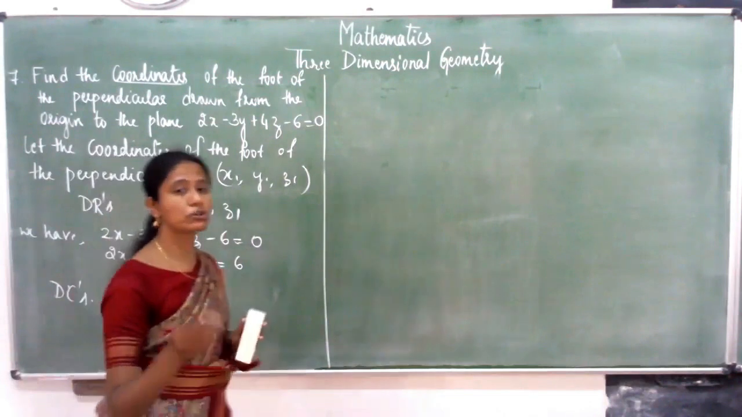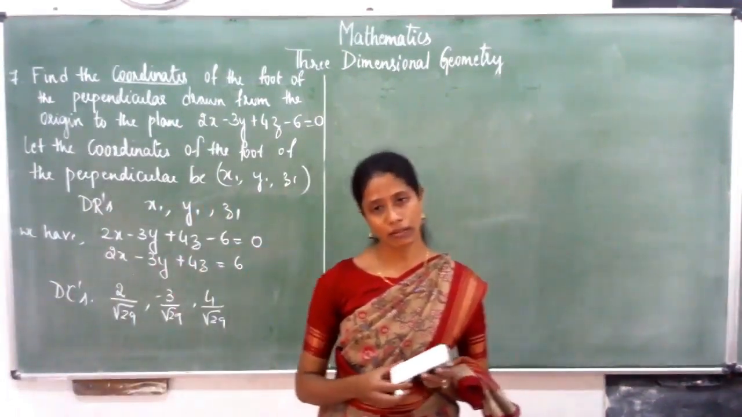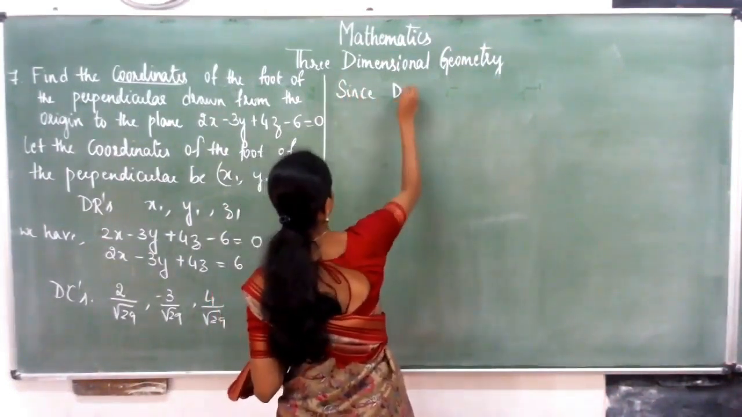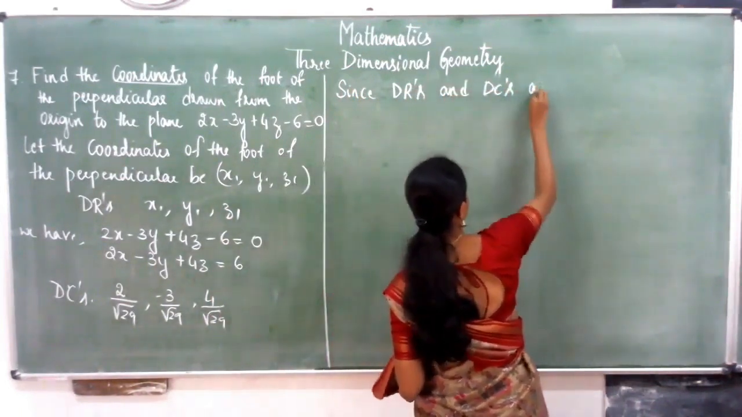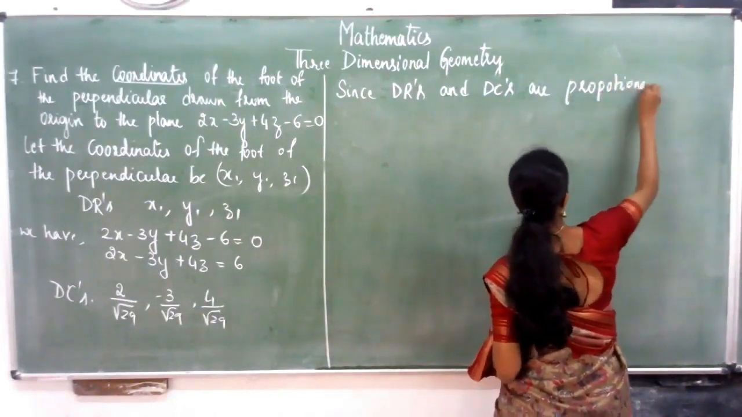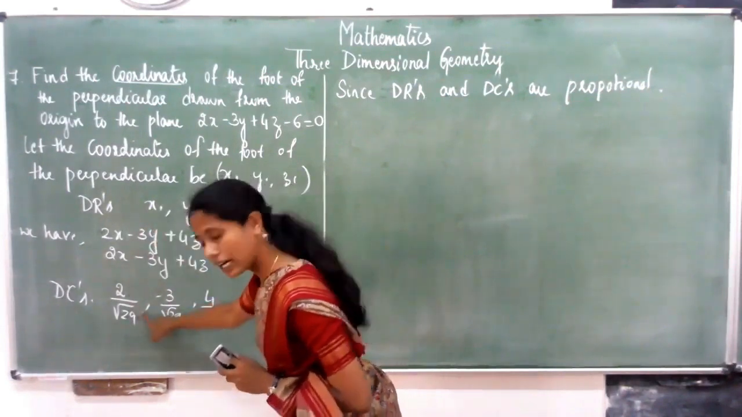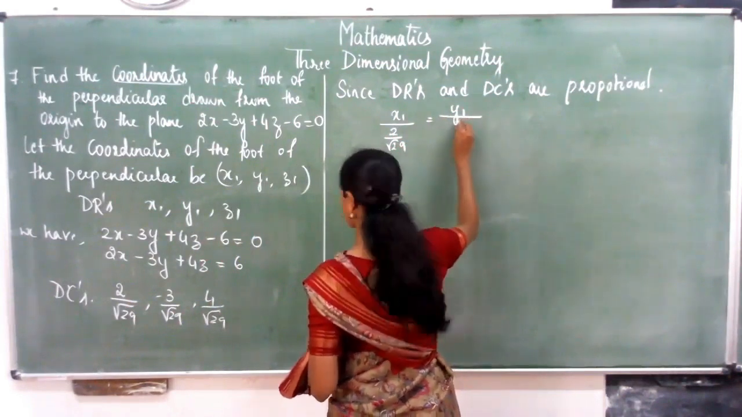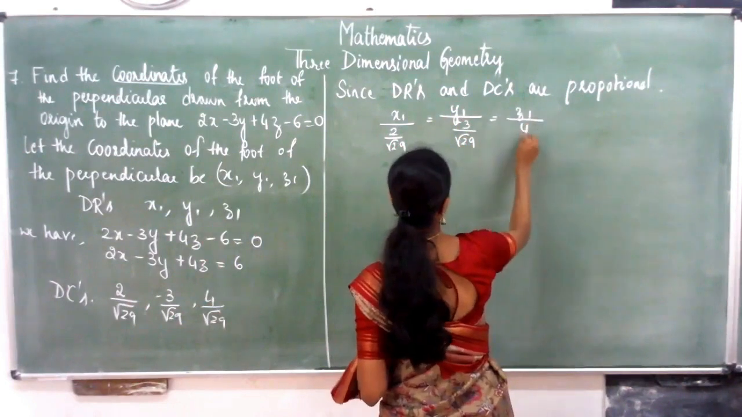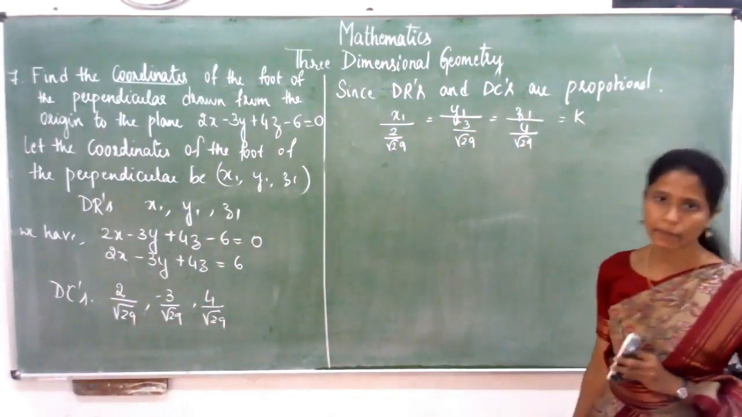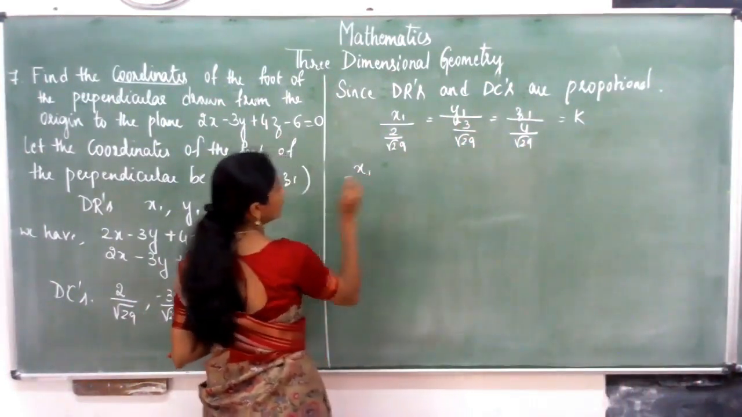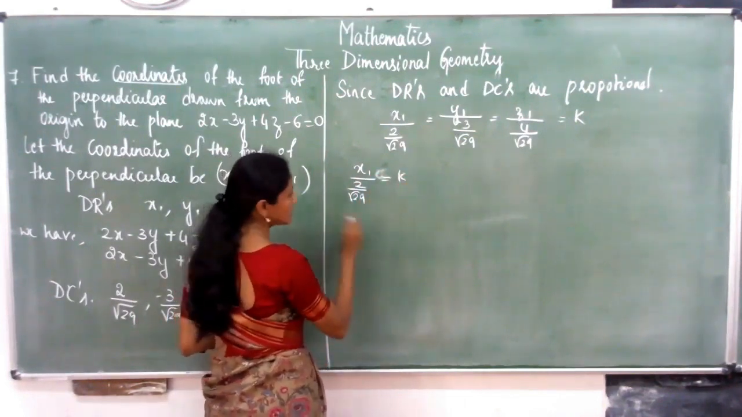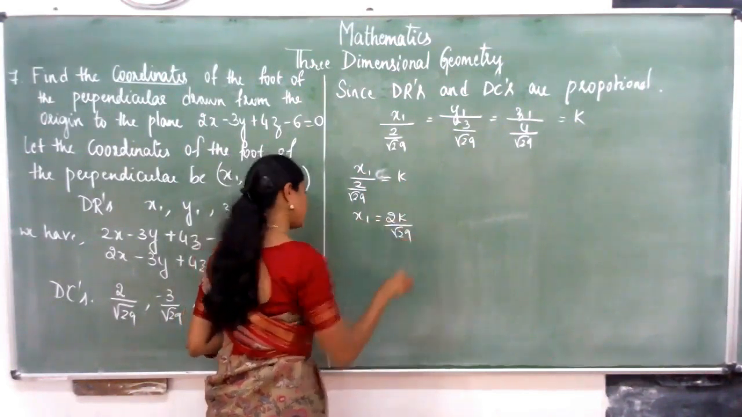And we already know that direction ratios and direction cosines are proportional. If you remember the first class of three-dimensional geometry, I have told you the direction ratios and direction cosines are proportional. Therefore, we can write: the direction ratio is x1 and the direction cosine here is 2 by root 29. So x1 by 2 by root 29 is equal to y1 by minus 3 by root 29, which is equal to z1 by 4 by root 29, which is equal to some constant k. From this, x1 by 2 by root 29 is equal to k. Therefore, x1 is equal to 2k by root 29 by cross multiplying.